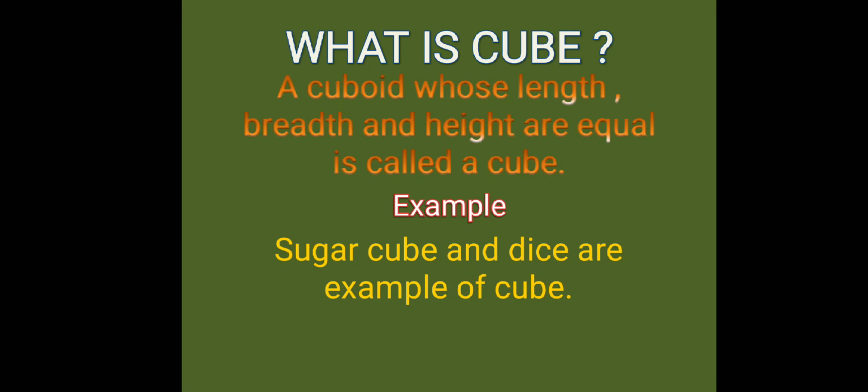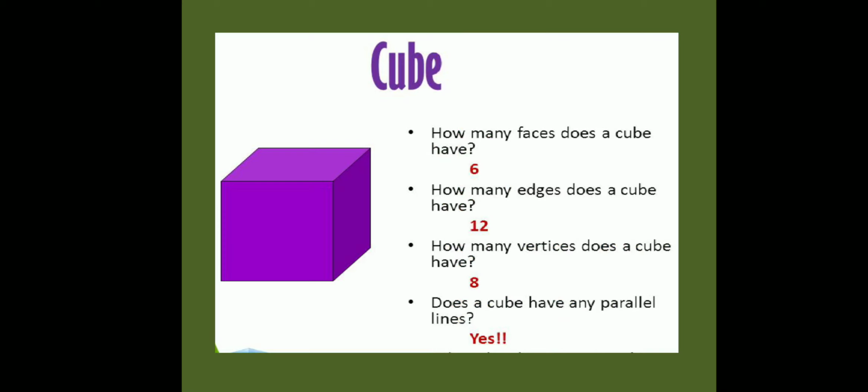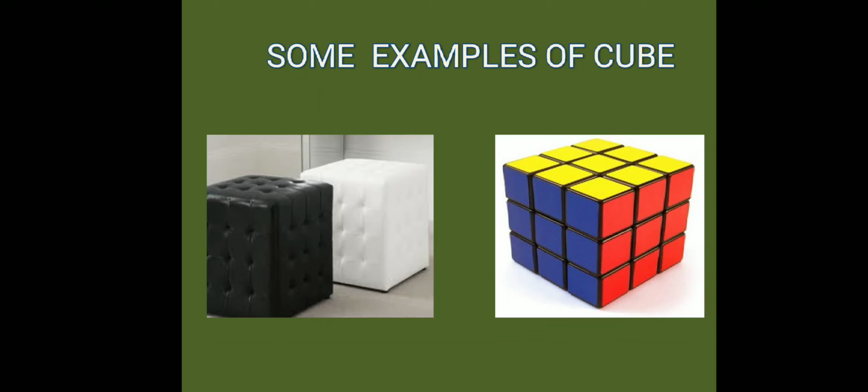What is a cube? A cuboid whose length, breadth and height are the same is called a cube. Yes, a cube has how many faces? A cube and a cuboid both have the same number of faces, that is 6. And how many edges do a cube and a cuboid have? Both have 12 edges and the same number of vertices, that is 8. These are examples of a cube.